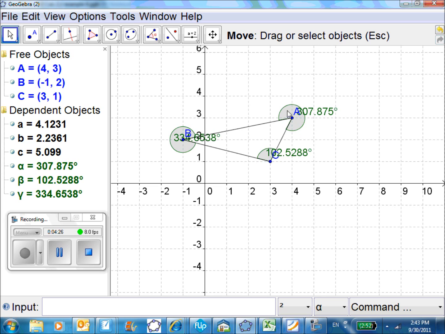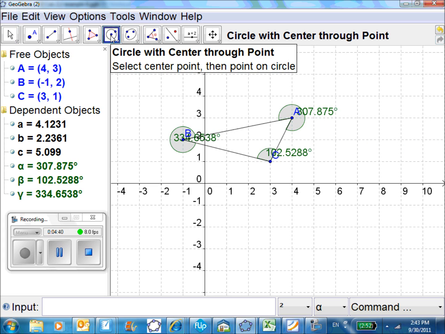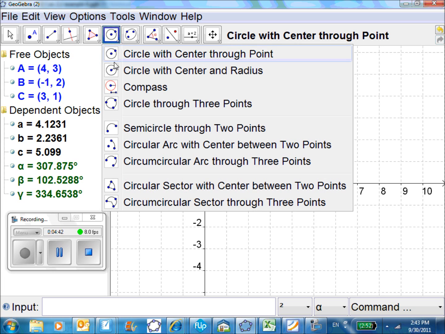See these circles at each of these, measuring the angle? We're going to make a circle at each corner, with the center at the corner, but it'll use the opposite side as its radius. So when you go to construct the circle, see the choices over here? Circle is center through point. We don't know what the point is. We know what the radius is. Circle is center and radius.